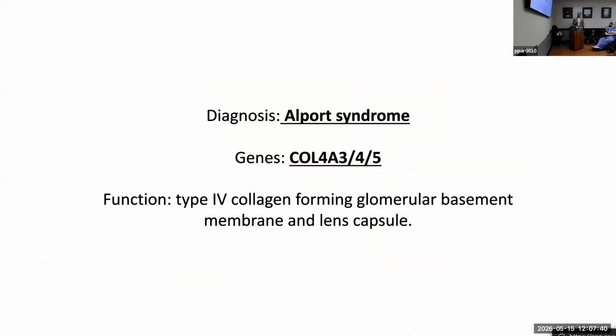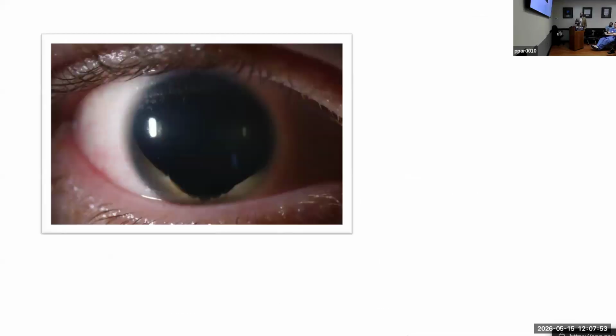Genes, as we discussed, the collagen is there in both the things, so called COL4A3, A4, A5, type 4 collagen forming the glomerular basement membrane and lens capsule. That's why we see anterior lenticonus in that. So this is the eye finding.